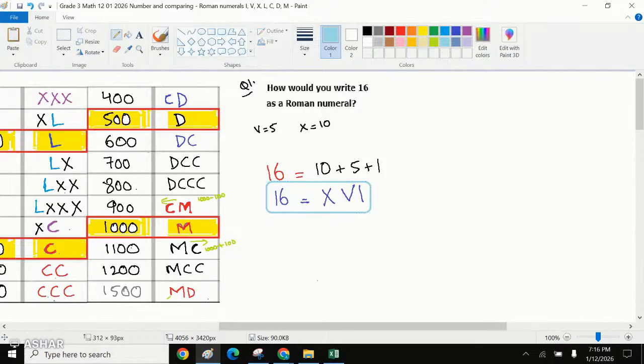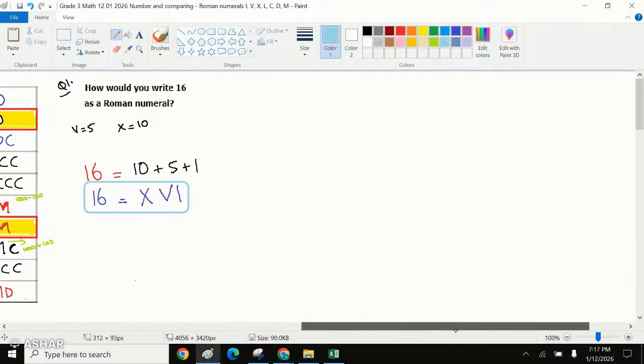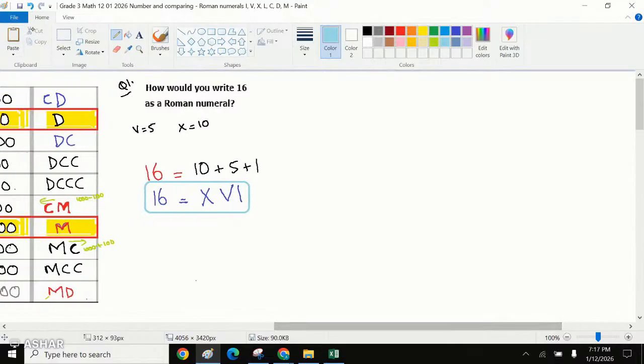Thank you so much, May. Moving on to the next question. The next question says, 34 as a Roman numeral. How can we write 34? Let me just copy this and I'll change the 16, okay? In question number 2, they're asking us to write 34 as a Roman numeral, right?